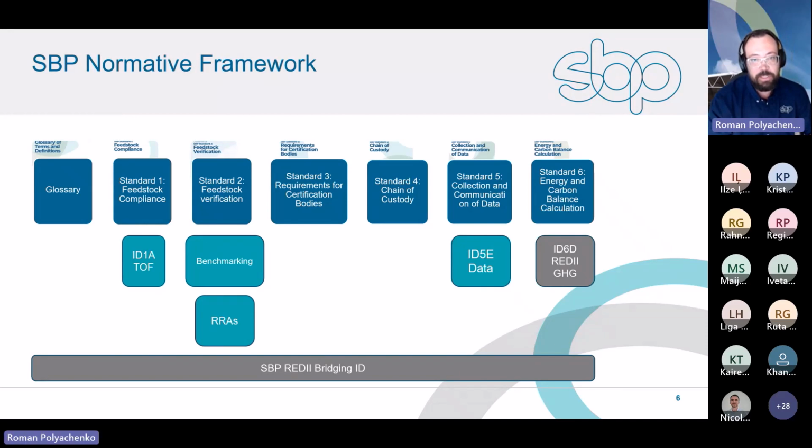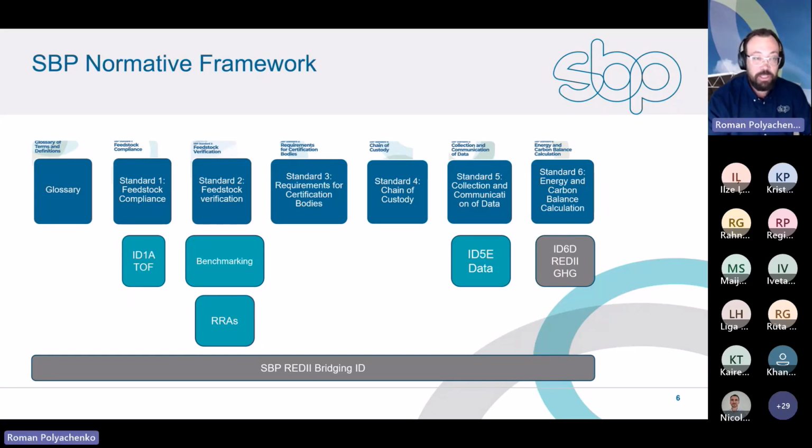We have SBP Standard 1 and 2, which deal with the feedstock. Standard 1 defines feedstock compliance requirements. Standard 2 defines the feedstock verification process. Standard 3 is about the certification process and is used by certification bodies.